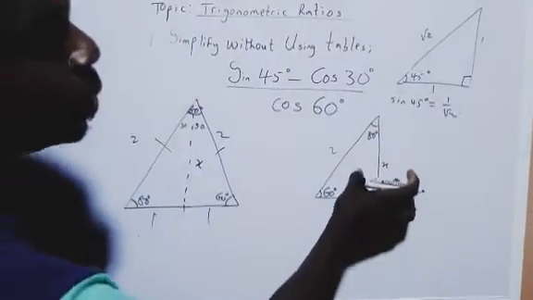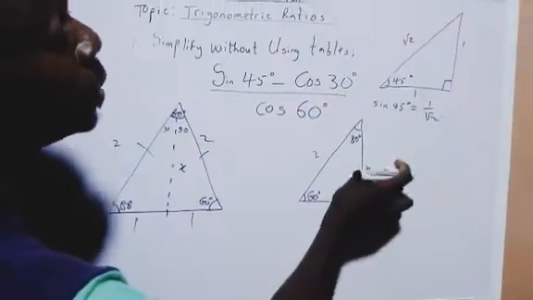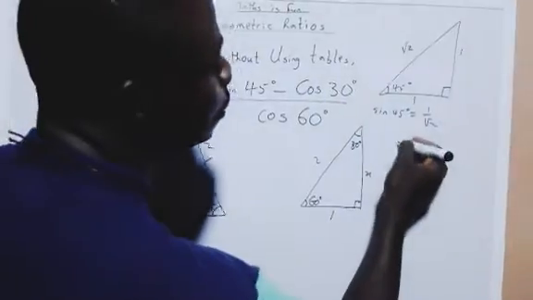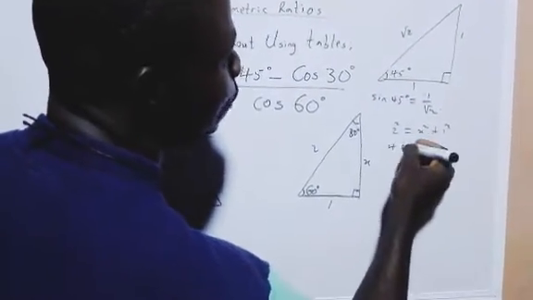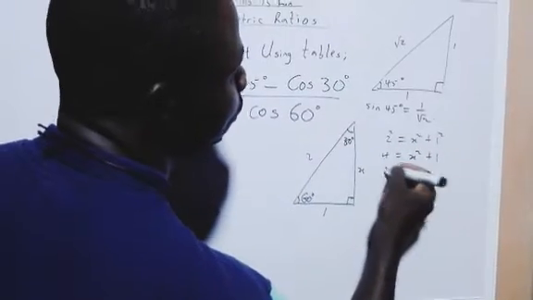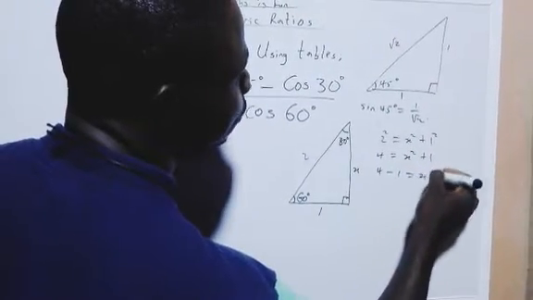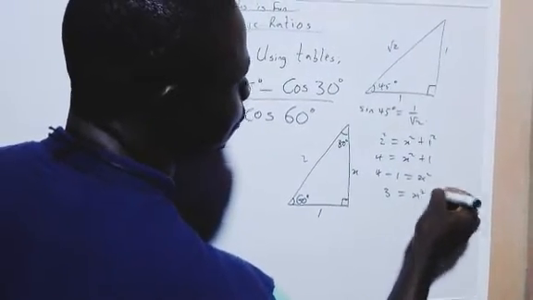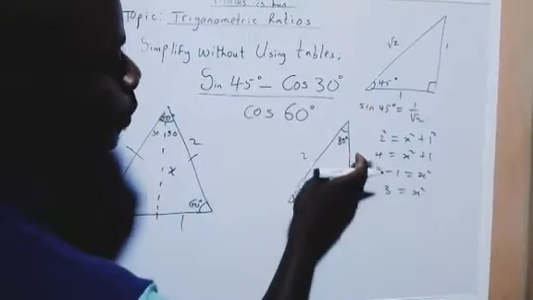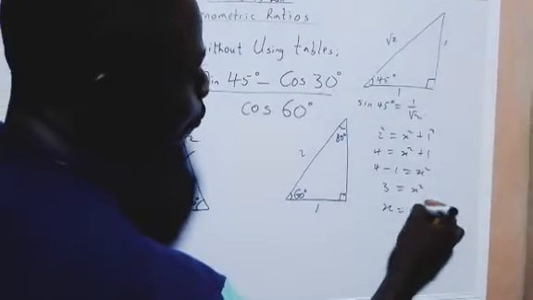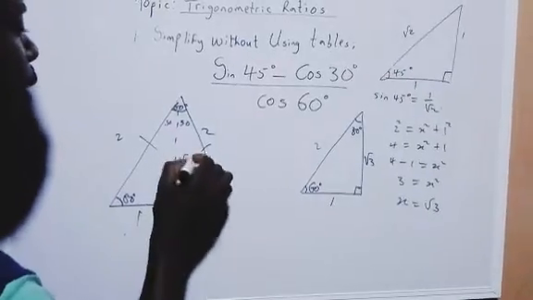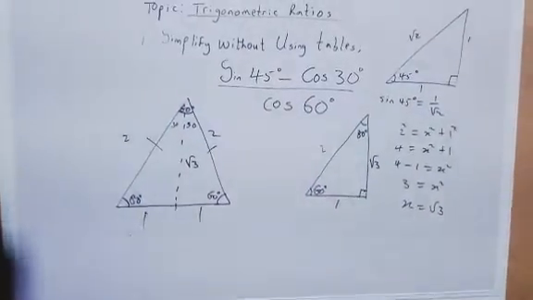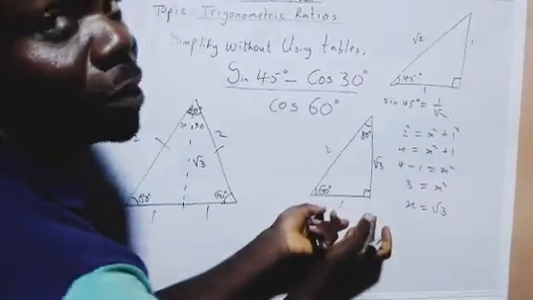So with the help of Pythagoras theorem as well, we can get letter X. How can we do that? 2 squared is equal to x squared plus 1 squared. 4 is equal to x squared plus 1. 4 minus 1 is equal to x squared. 3 is equal to x squared. So here x is equal to square root 3. So we can now get this place to be square root 3. So we can now get cos 30 degrees by mere looking at this.